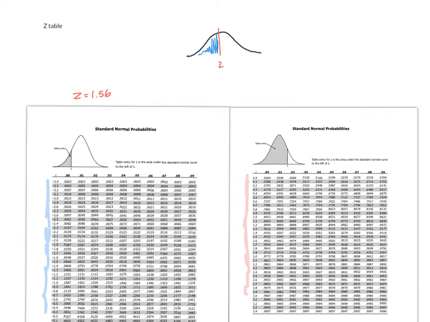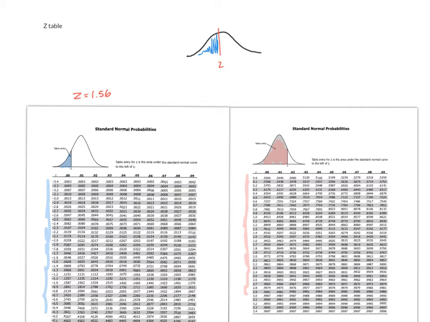Remember, a z-score measures how many standard deviations we are away from our expected value. So a positive z-score tells us that we are above average. Notice that my z marker right there is above the center. A negative z-score tells me I'm below average. So over here, notice my z marker is below the center.